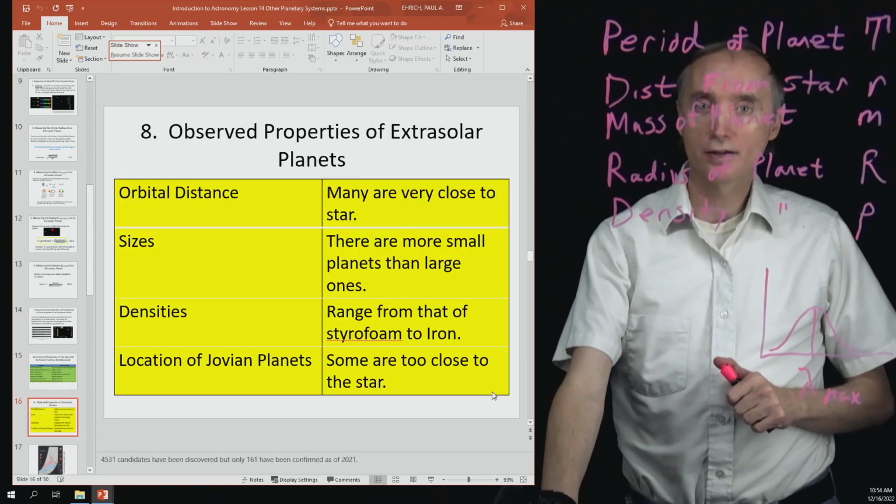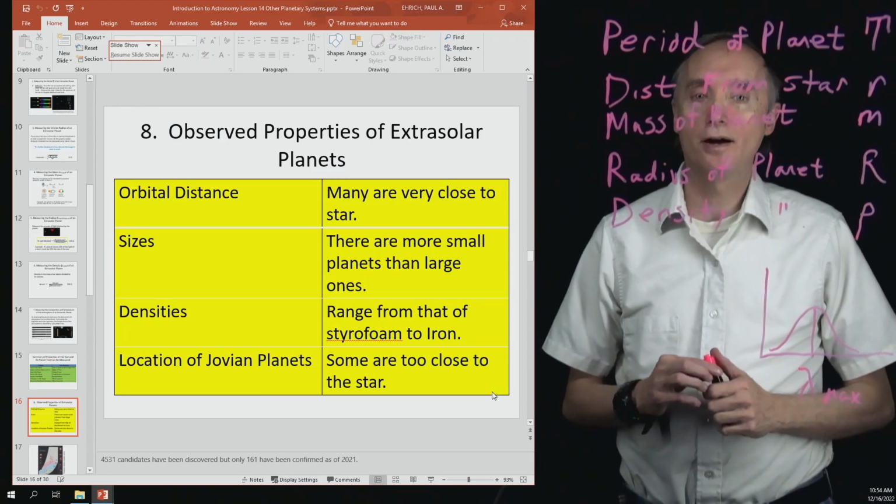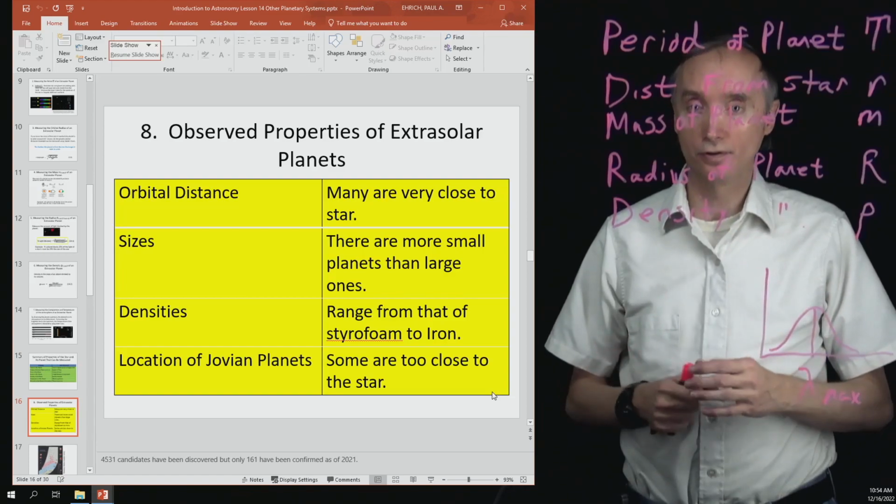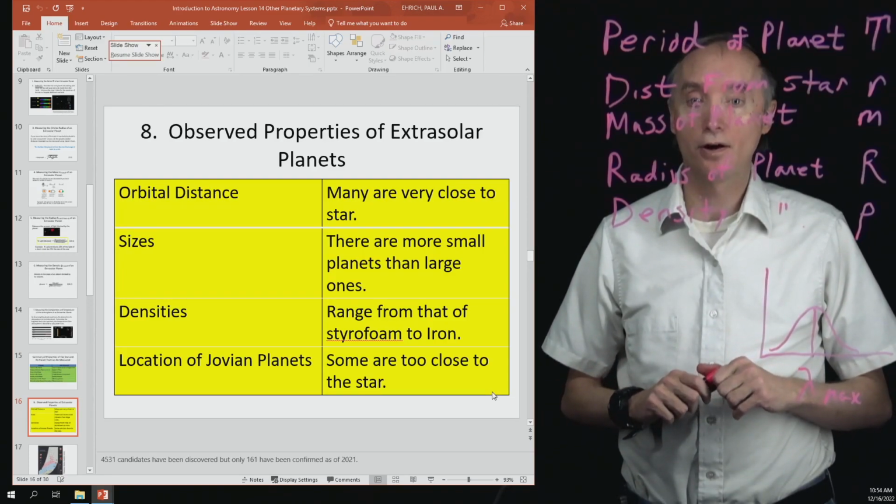So in our next segment, we are going to talk about properties that we have actually observed in planets in our galaxy.